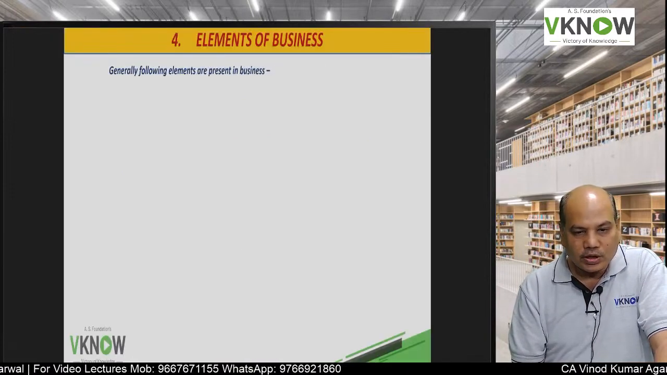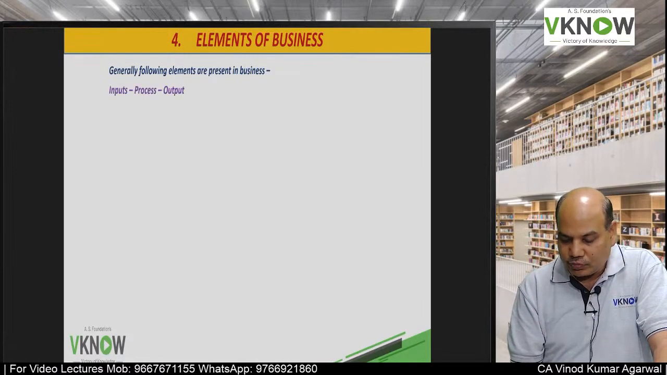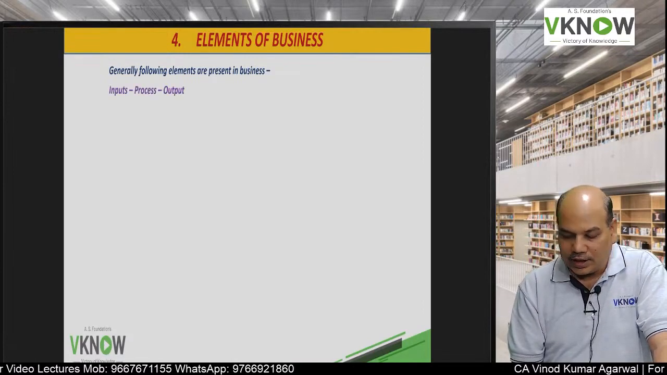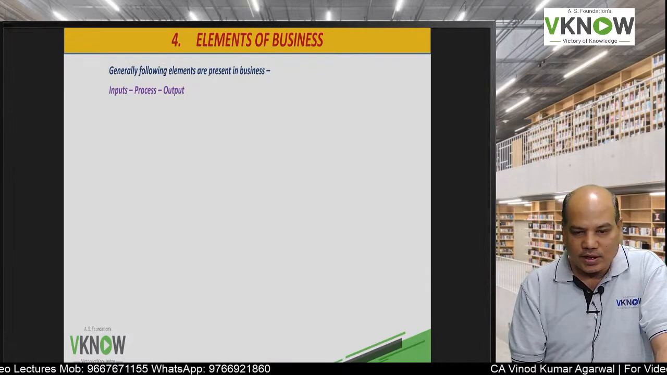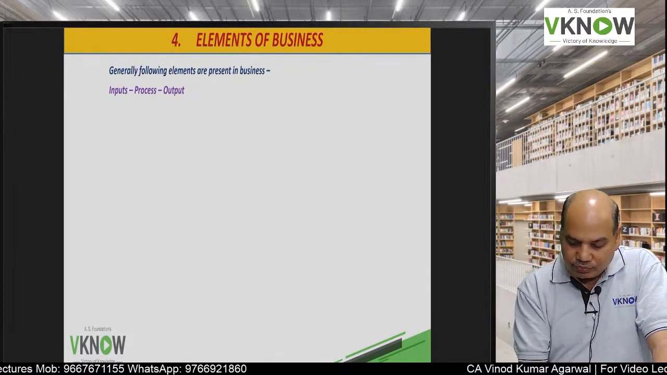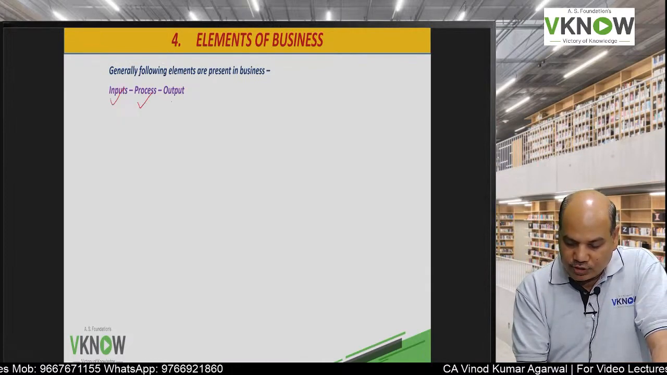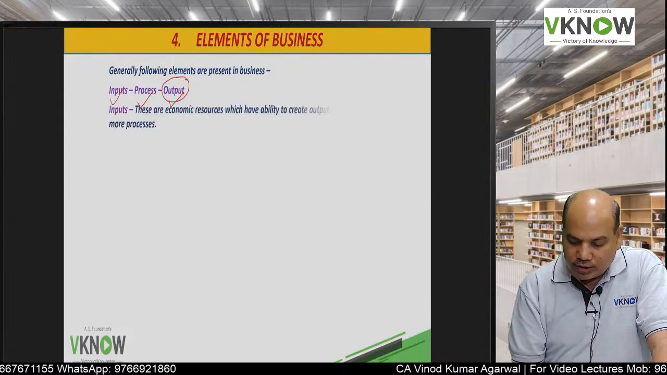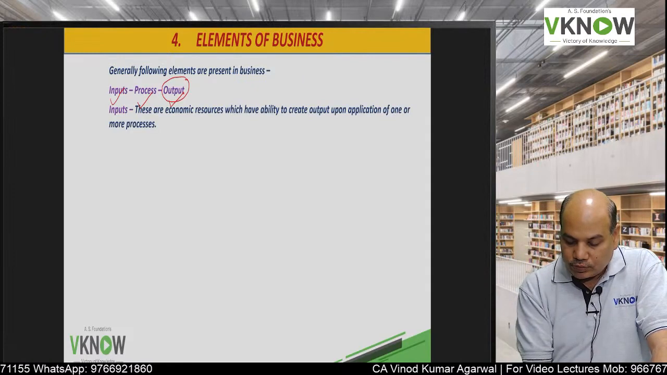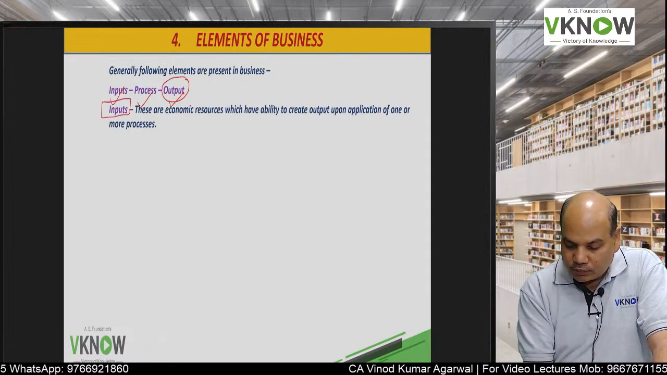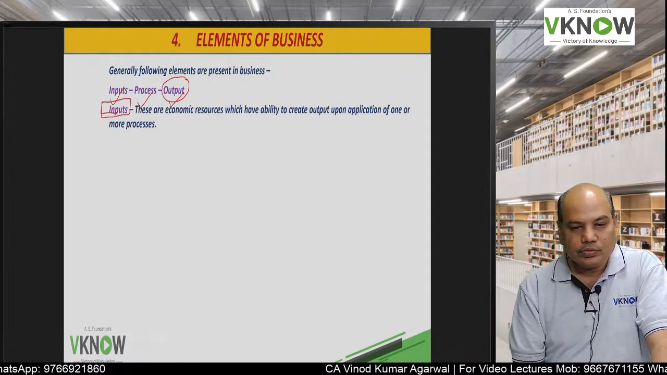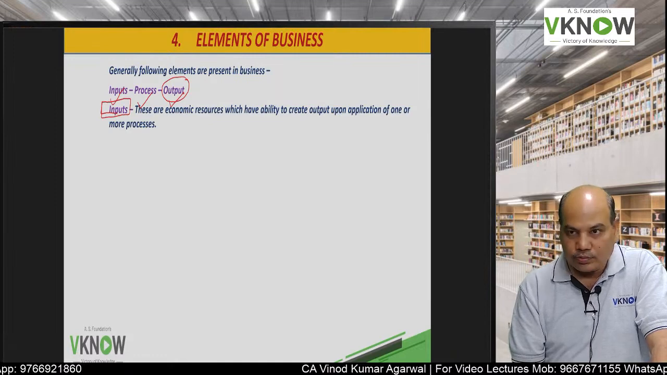Now let us see what are the elements of a business. Business has three elements: input, process, output. But please remember, output is not a necessary condition. So first we will see what is the meaning of input.